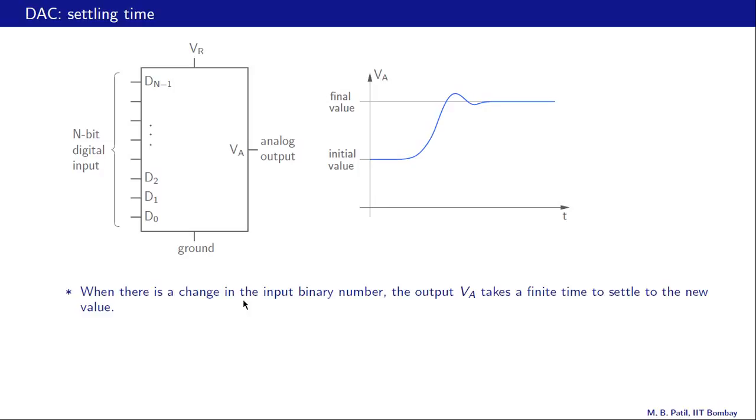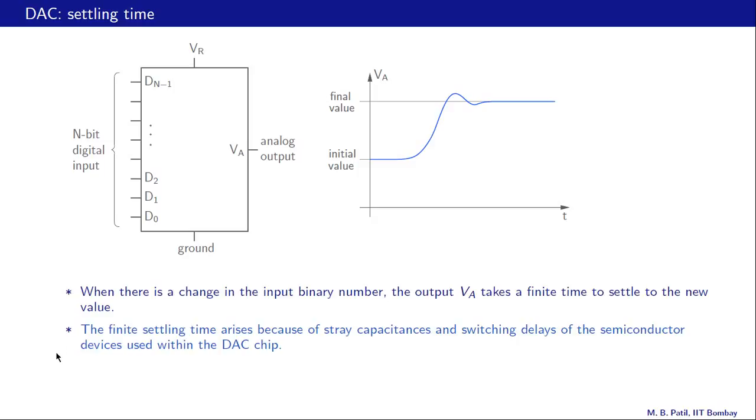So when there is a change in the input binary number, the output VA takes a finite time to settle to the new value. This finite settling time arises because of stray capacitances and switching delays of the semiconductor devices used within the DAC chip. And manufacturers will of course strive to make this settling time as small as possible, but it cannot be made 0.